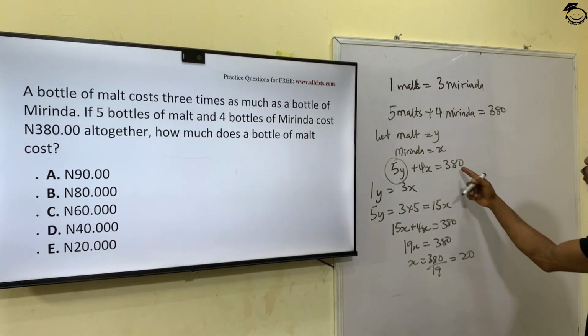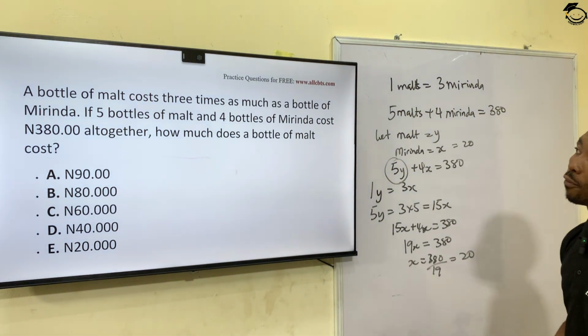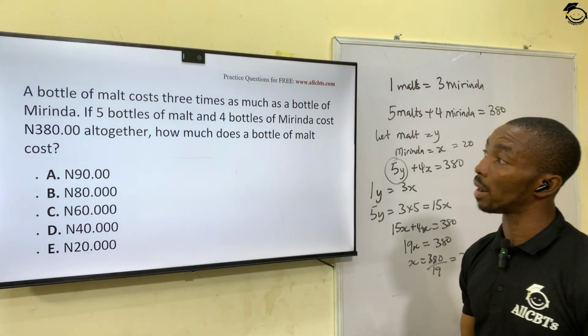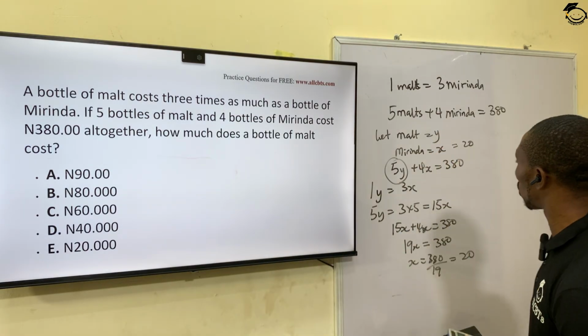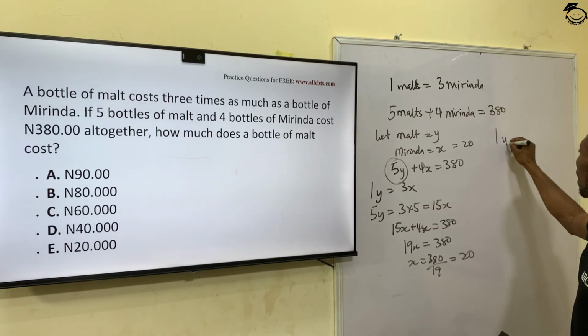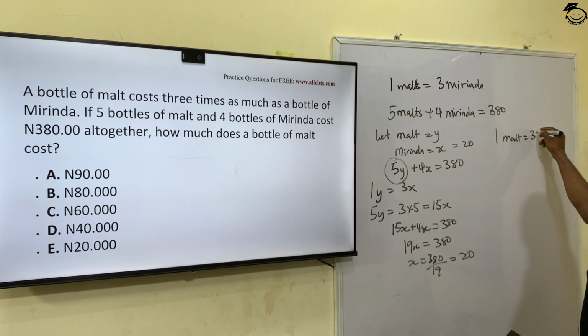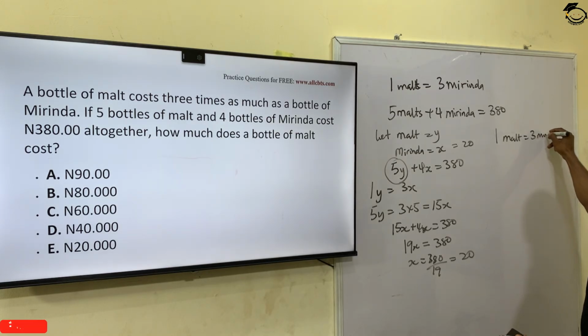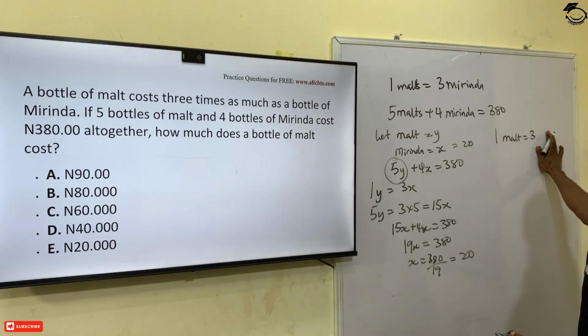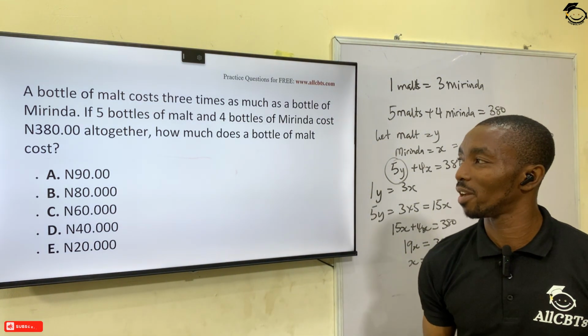So the cost of 1 Mirinda would be what? 20 naira. So if 1 Mirinda is costing 20 naira, how much does 1 malt cost? Back to our equation where we have 1y, which is malt. 1 malt equals 3 Mirinda. So that means 1 malt will become 3 times 20, which will give us 60. So 1 malt would cost 60 naira.